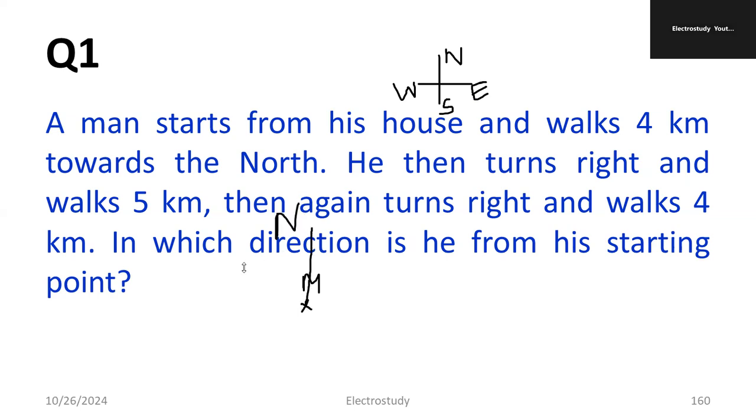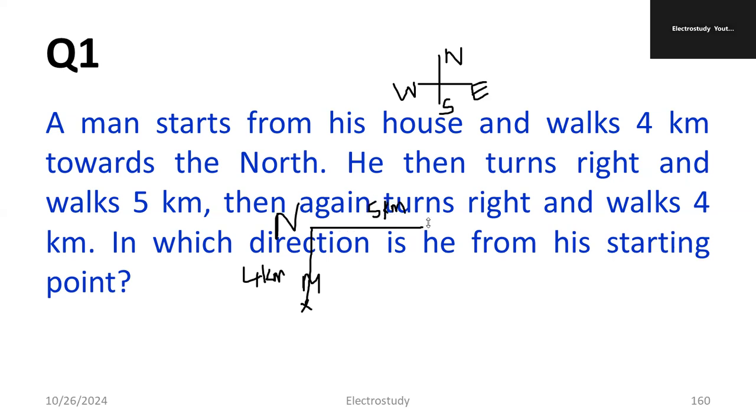How many kilometers? 4 kilometers. Then he turns right. Turning right means it will be in the clockwise direction. Turning left means it will be in the anti-clockwise direction. So turning right, it will be clockwise only. Turns right and walks 5 kilometers.